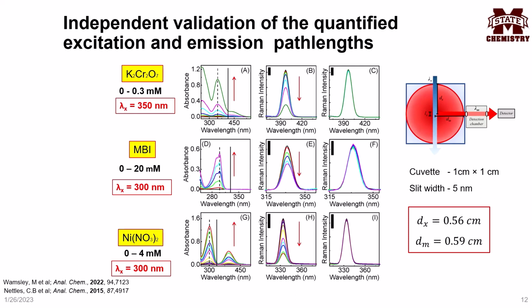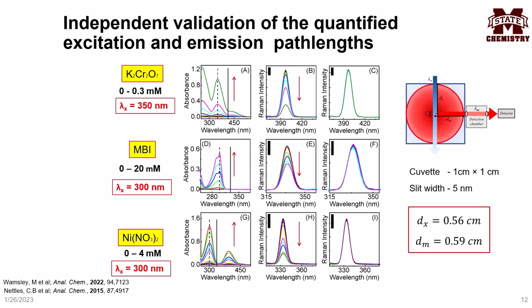Independent validation of these effective path lengths for correcting Raman signal is shown using the following chromophores. As can be seen, this validation is done using concentrations different to the ones used in the previous slide. Figures A, D and G show the concentration-dependent UV-vis spectra of these chromophores, and B, E and H show the corresponding Raman spectra. Again, the arrows point in the direction of increasing chromophore concentration.